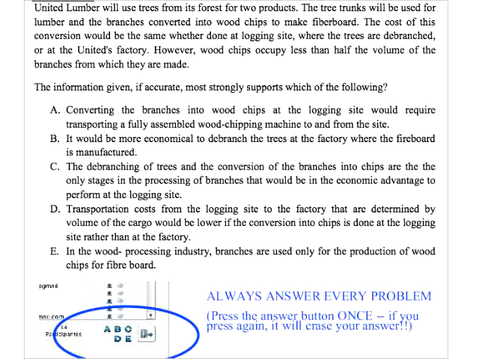Okay, there's still a lot of people without answers. Make sure that you answer the problem. Because again, this is the GMAT, a test where you are not allowed to not answer problems. So always answer everything.